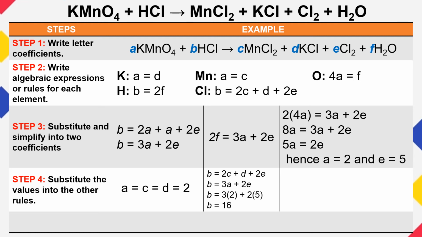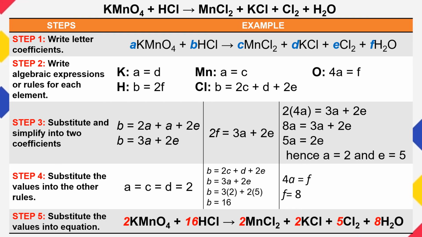To get the value of F, for A equals F, for F equals 8. Step 5 is to substitute the values into the equation. So remember our values: A equals C equals D equals 2, meaning A equals 2, C equals 2, and D is equal also to 2. E equals 5, F equals 8, and B equals 16. Then we have to substitute these values into our chemical equation.